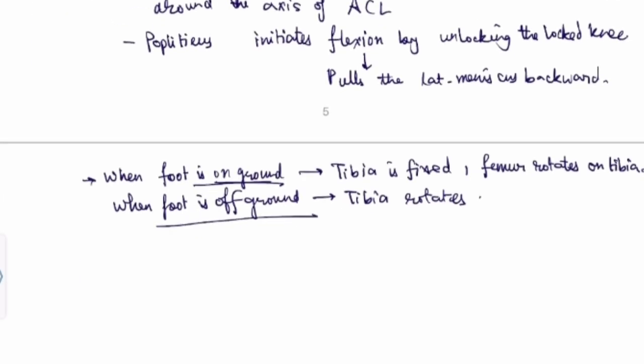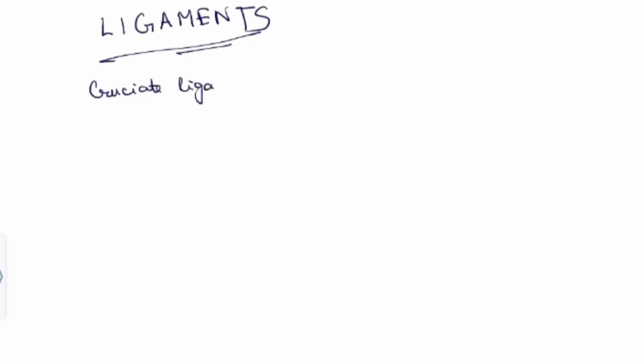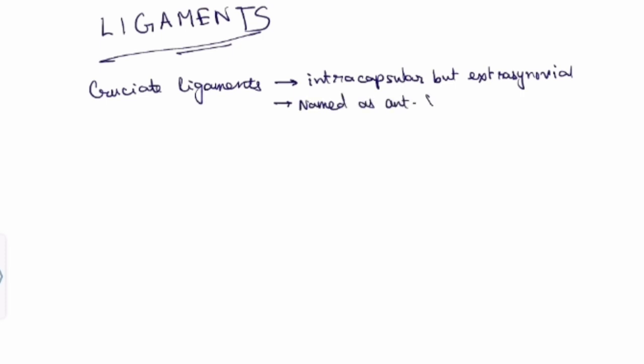Very easy to understand. Okay, now going on to two ligaments and the clinical anatomy. We will go on to first the cruciate ligaments. The cruciate ligaments, you have to know that they're intracapsular but extrasynovial. They are named as anterior and posterior according to their tibial attachments.